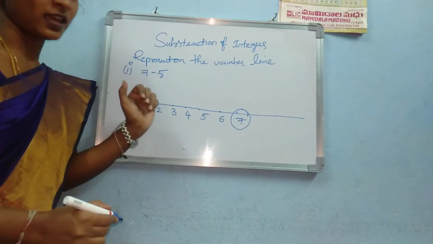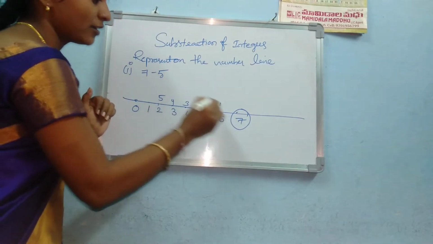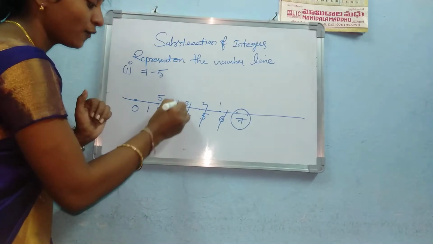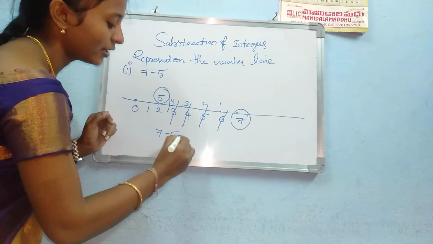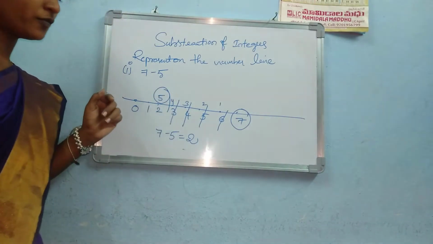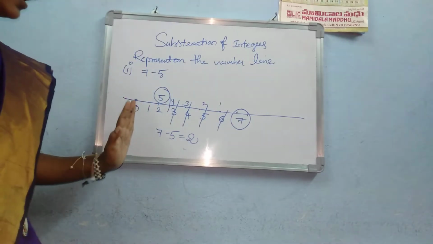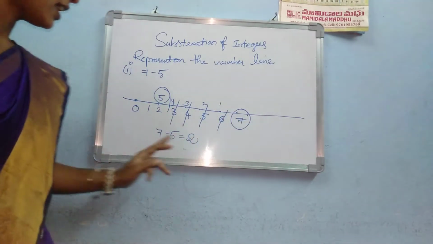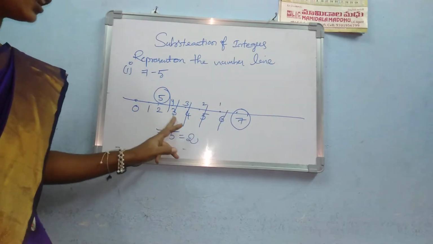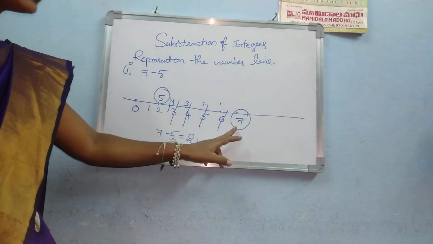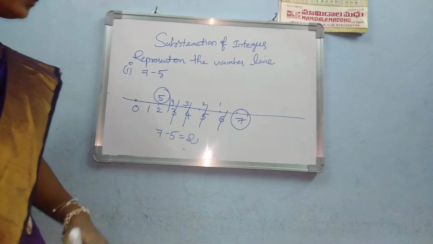7 minus 5: 1, 2, 3, 4 and 5. So 7 minus 5, we get the answer 2. We use the number line to represent the subtraction of integers. First we draw the number line and represent the positive numbers 1, 2, 3, 4, 5, 6, 7. 7 minus 5 equals 2.